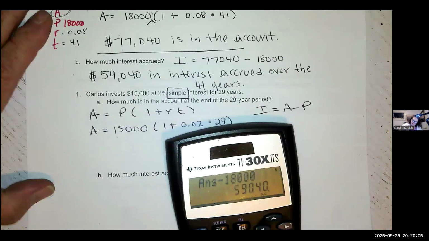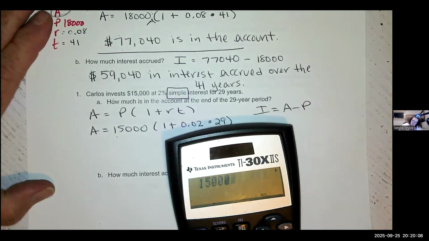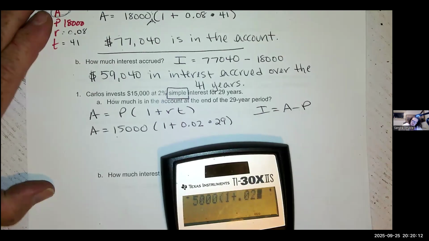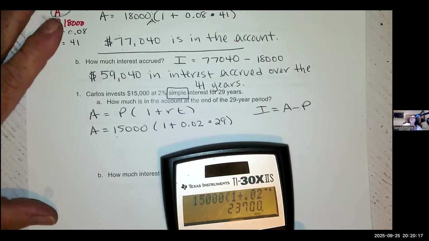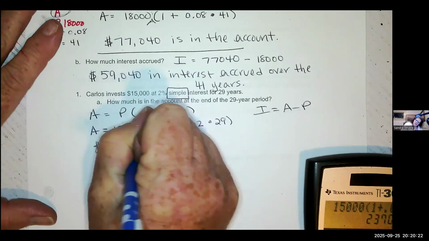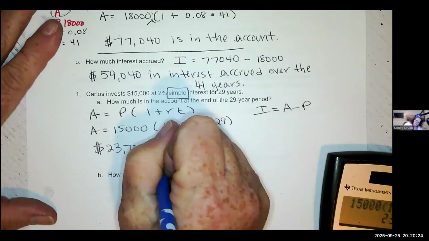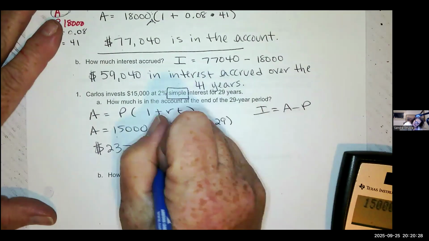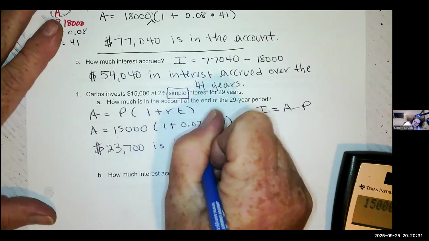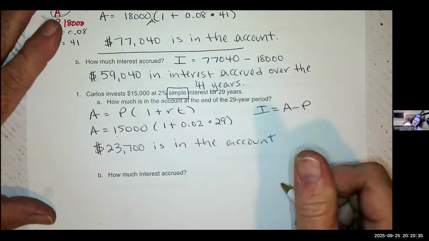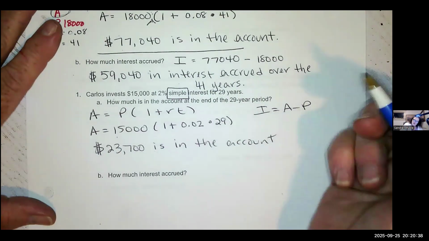You can watch me do it. 15,000 parenthesis 1 plus 0.02 times 29 close equals $23,700. Don't forget your dollar sign. $23,700 is in the account. Sorry, I was looking at the wrong line. Now, again, I just said is in the account up here. I could also say is in the account after 29 years.